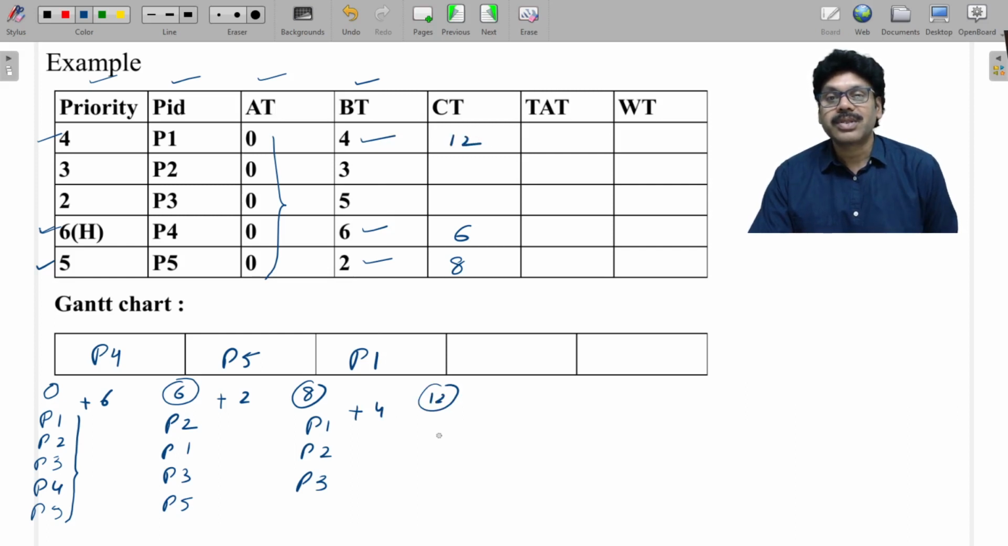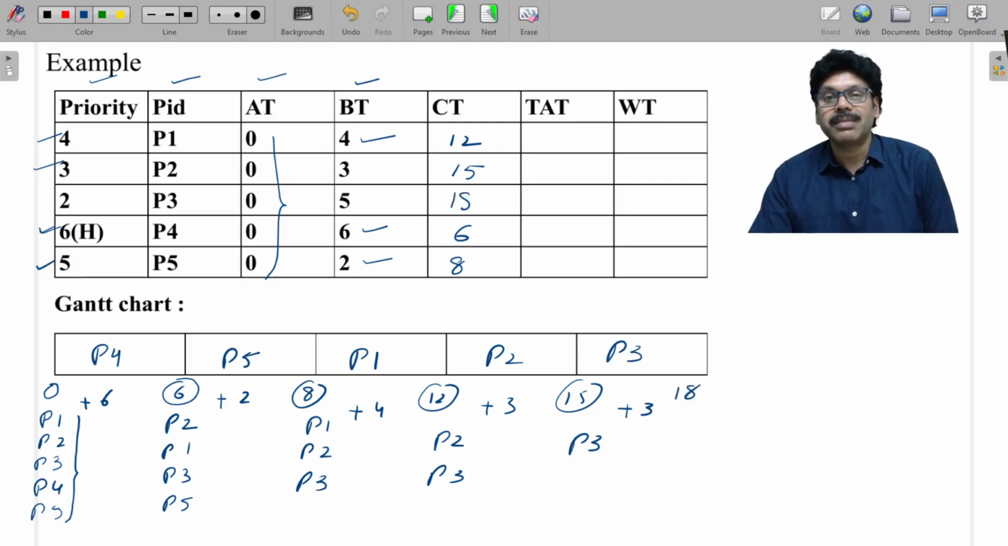And the rest of the processes in the ready queue are P2 and P3. This is having the highest priority. So P2 is executed for 3 units of time. So at 15, this is also completed. There is only one process left, that is P3. You need not check anything else. Directly you can execute, and it needs 3 units of time. By 18, it gets completed.